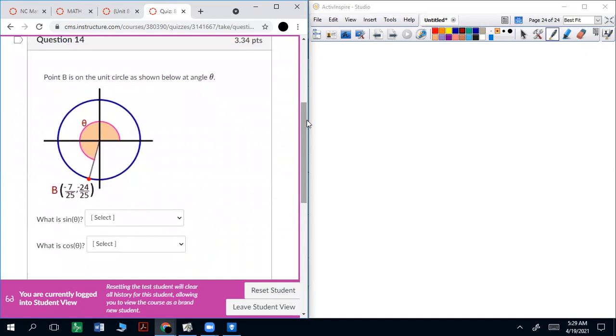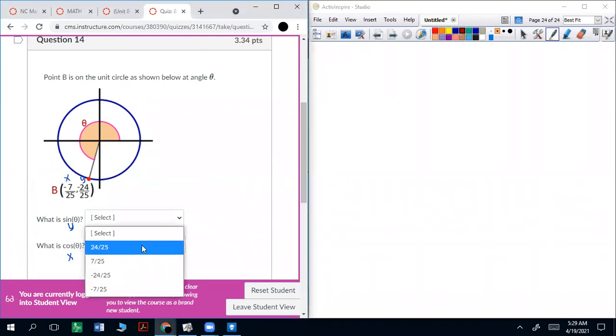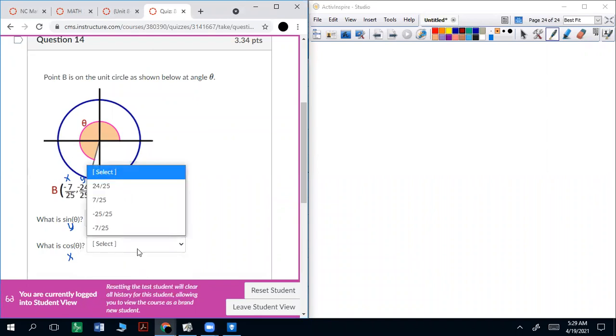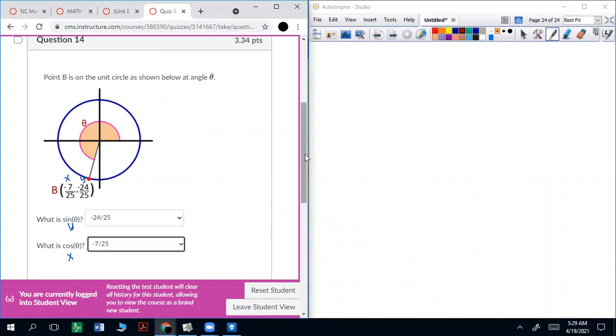Okay, same thing here. Point B is on the unit circle shown below. What is the sine and what is the cosine? Well, it's a little bit flipped, right? Sine is the y value. Cosine is the x value. So the sine is negative 24 over 25, and the cosine is negative 7 over 25. Don't be switching any signs. Those are what they are.